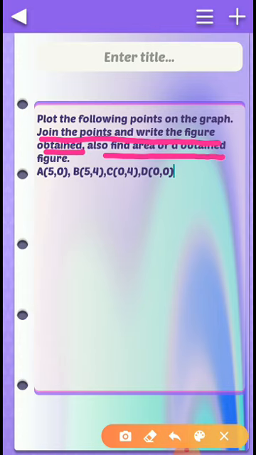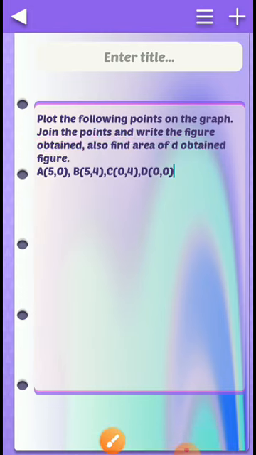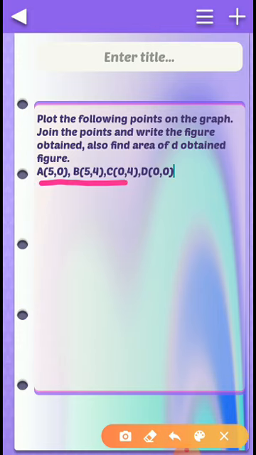That means first you are going to plot the given points. Then you have to join the points and find what the figure is. After joining the points you will get some closed figure. So you have to identify that figure, and then find the area of that obtained figure. Okay, so we'll start with our question. First we are going to plot our points. That is our first step.